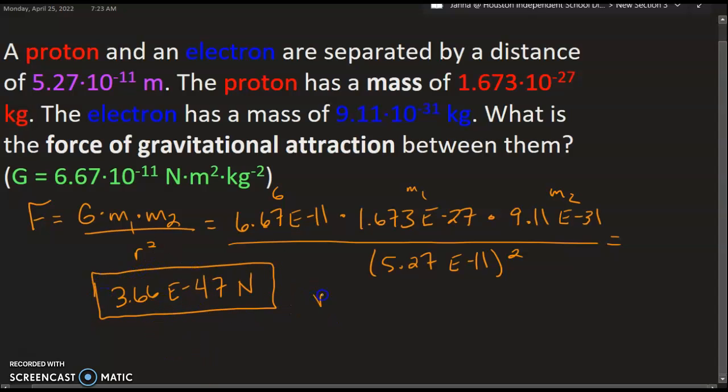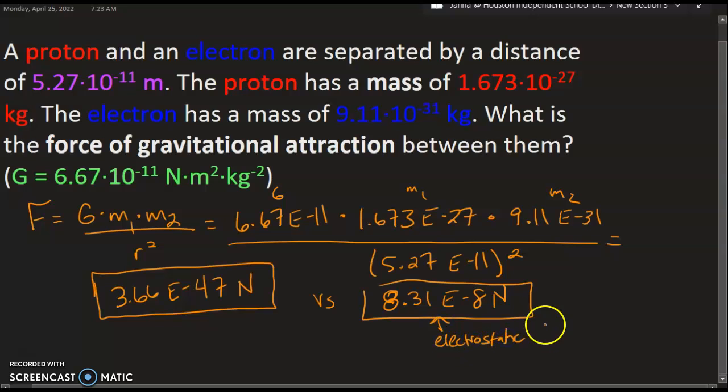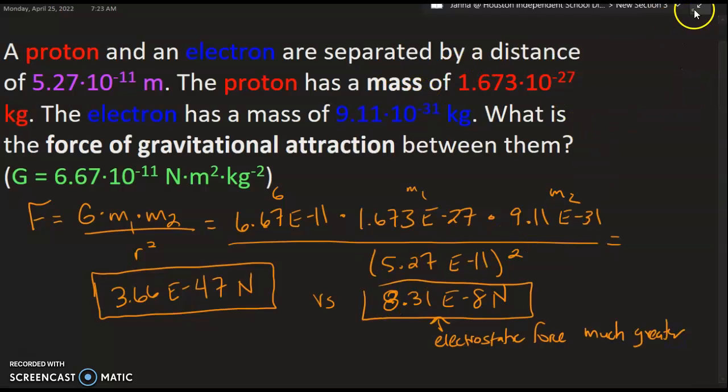If we compare that to the magnitude of electrostatic attraction, which was 8.31 times 10 to the minus 8 newtons, you can see that the electrostatic force is much greater than the gravitational force of attraction. Gravity is the weakest of the forces in the universe.